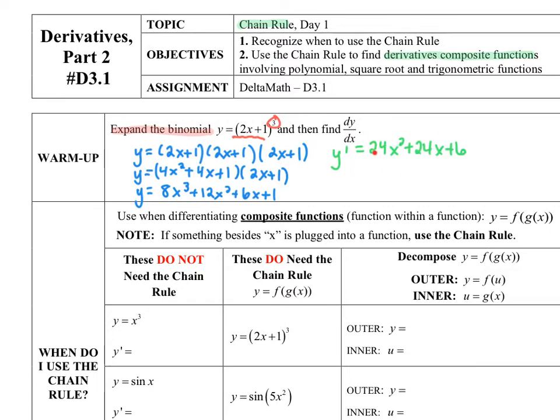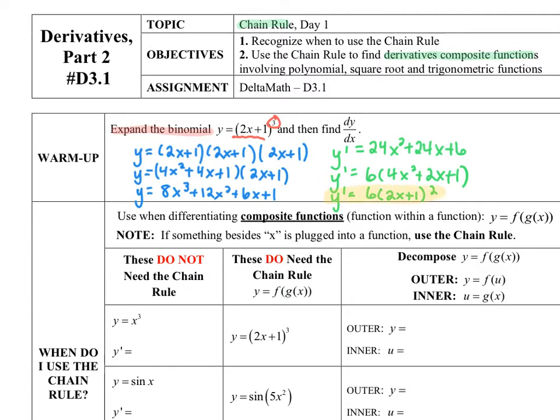And I can see I have a common factor of 6, so I'm going to go ahead and factor that 6 out. And when I do that, that leaves me here. And then I spotted a perfect square trinomial that I factored into 2x plus 1 quantity squared. So my derivative is this guy down here.